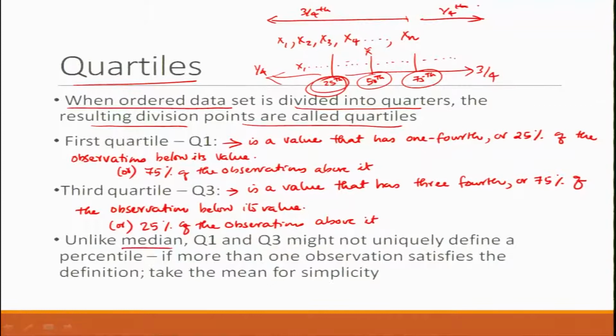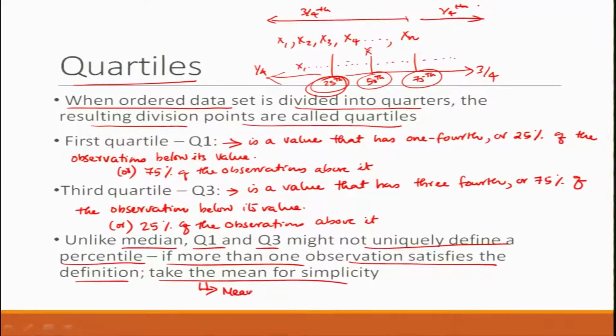Unlike the median, which is exactly a middle point, Q1 and Q3 might not uniquely define a percentile. That means it need not be exactly in the middle of two observations, because at some point more than one observation can satisfy the definition. If that happens, then we take the mean of both observations.